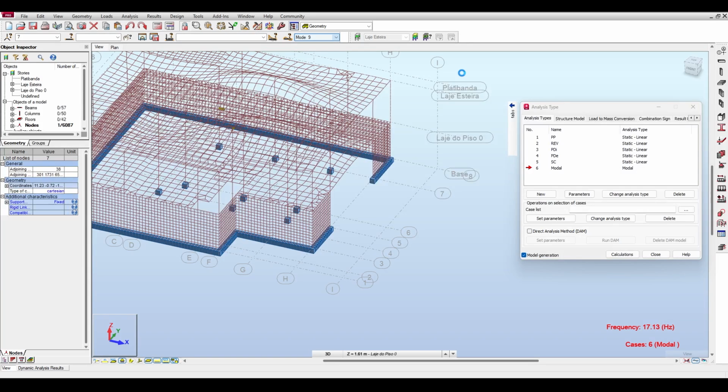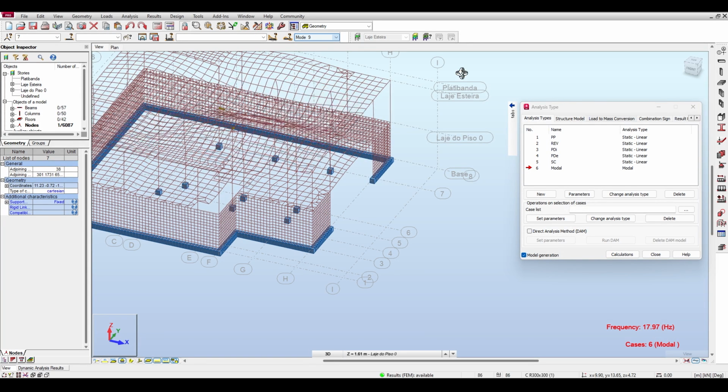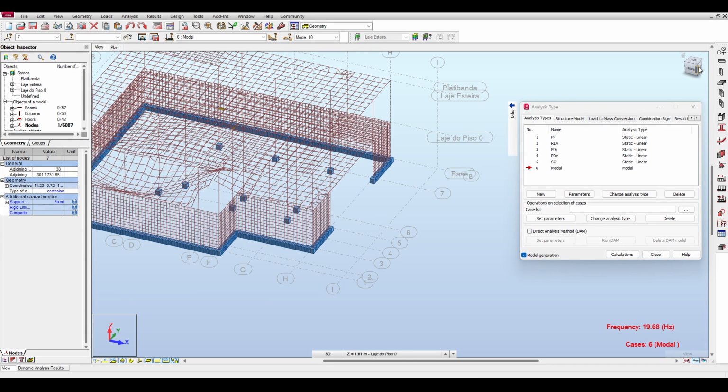Mode 9 is still the slab, I guess. Mode 10 is, I think, still the slab. Yeah, okay. So the slab seems to be vibrating in modes 5 up to 10 or something.